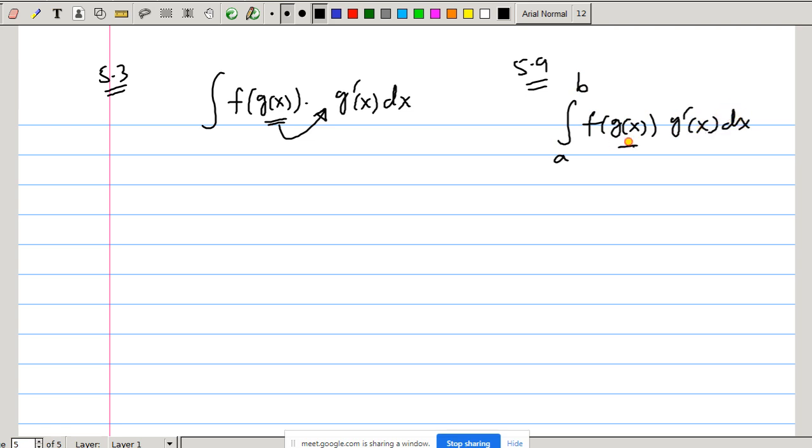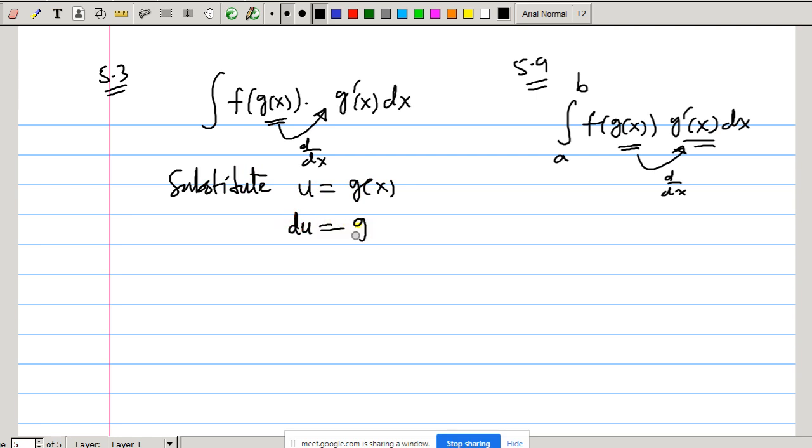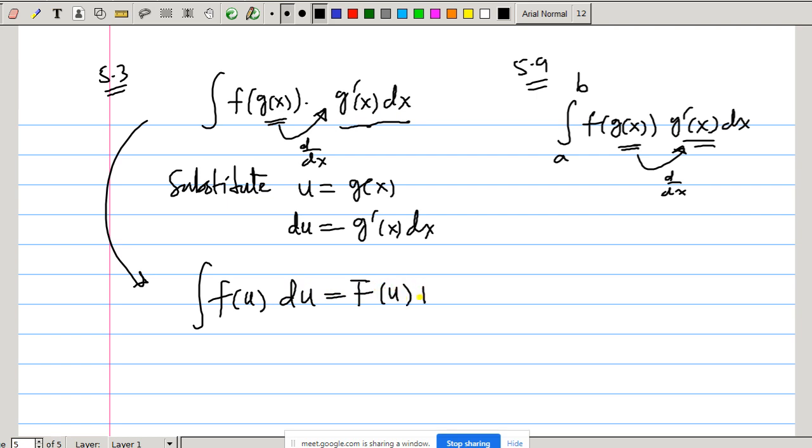So we look for a function whose derivative is inside, whose d by dx is inside. If this type of thing happens, then we substitute u is equal to g of x, so that your du becomes g prime x dx. So if I do that, this integral becomes integral of f of u du, because this whole thing becomes du. Then you can integrate this, whatever your answer is, and then put your u back, g of x.